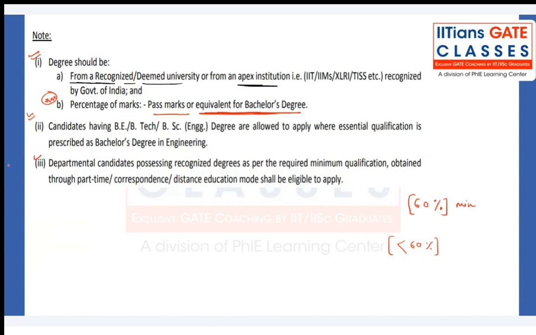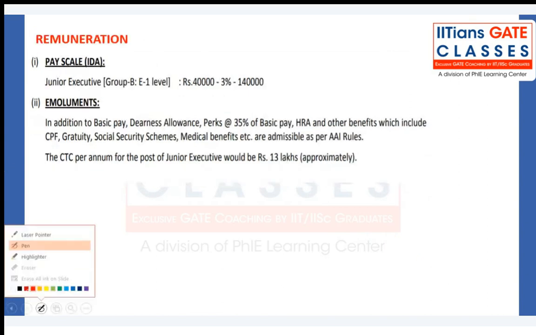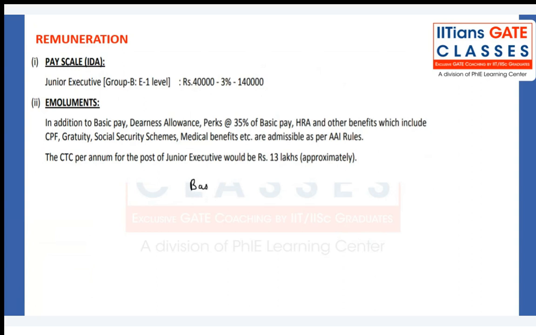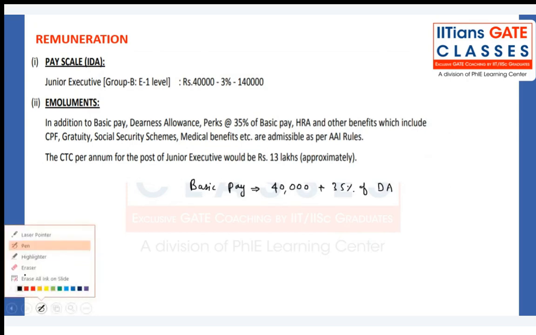Now, guys, coming to the pay packages and remuneration, try understanding. The junior executive post will be a Group B post, E-level, where the basic pay starts from 40,000 up to 1,40,000. In this basic pay, for example, if I talk about 40,000, you will be paid additionally 35% DA, that is 35% of this basic pay.